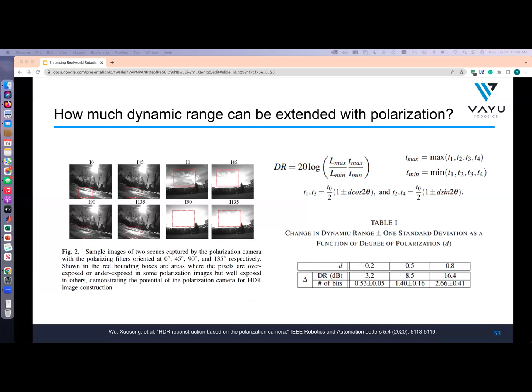So how much dynamic range can we gain with the polarized sensor versus a normal RGB sensor, right? In this work, back in 2020, the authors formulated the calculation of the delta change in dynamic range as a function depending on the DLP. Essentially, with the high DLP value of point A shown in that table, which by the way is very common for real world road surfaces, you will be able to get up to 16.4 dB of dynamic range improvement.